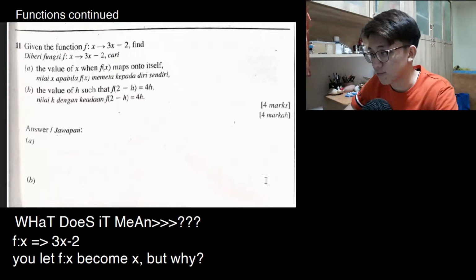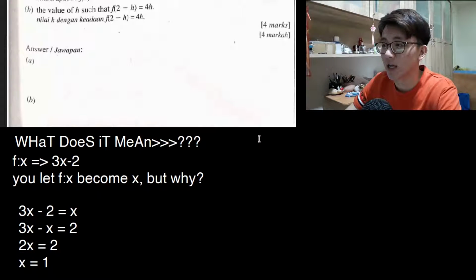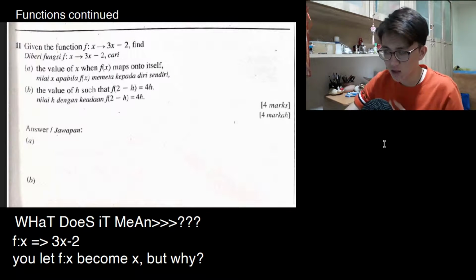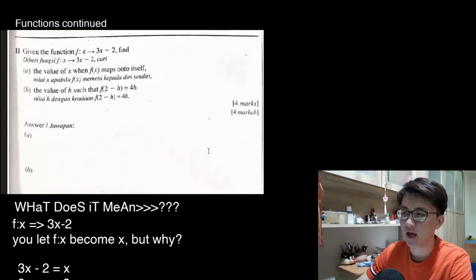So the next question is part B. It means the value of h such that f(2 minus h) equals 4h. Now, this one is like your average normal equation. For question B, the value of h such that f(2 minus h) equals 4h. So this is like any other question.